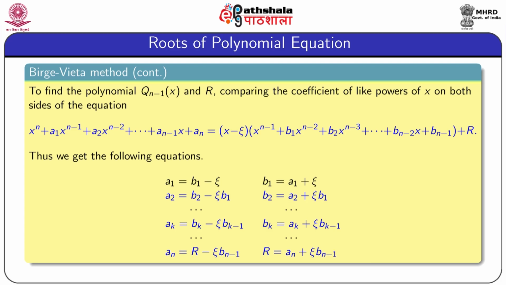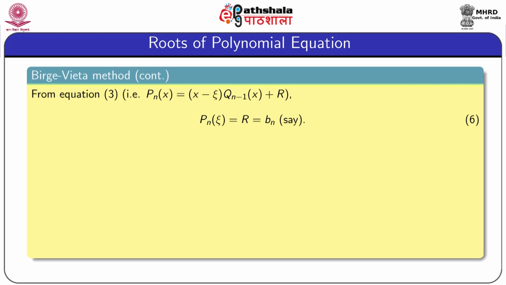And lastly, by comparing the constant term, we get an equal to r minus xi b_{n-1}, or r, that is the residue or the remainder of the division, r equal to an plus xi b_{n-1}. That means the right-hand side terms give the values of b1, b2, bk, and lastly bn. That means this gives the coefficients of the quotient polynomial Q_{n-1}. And from the last expression, an plus xi b_{n-1}, we obtain the remainder.